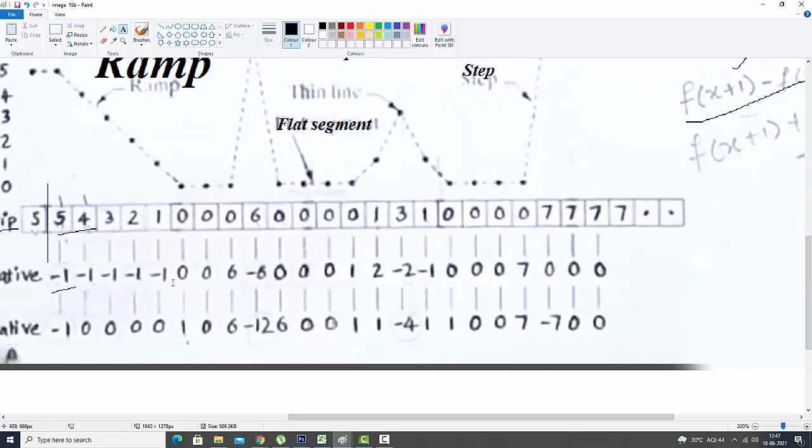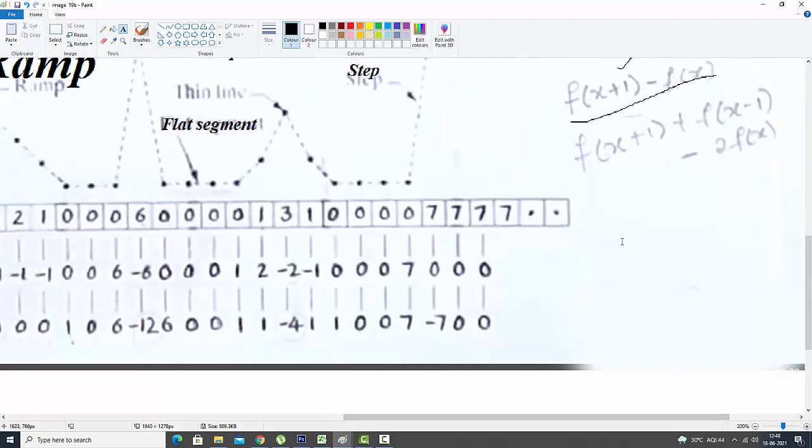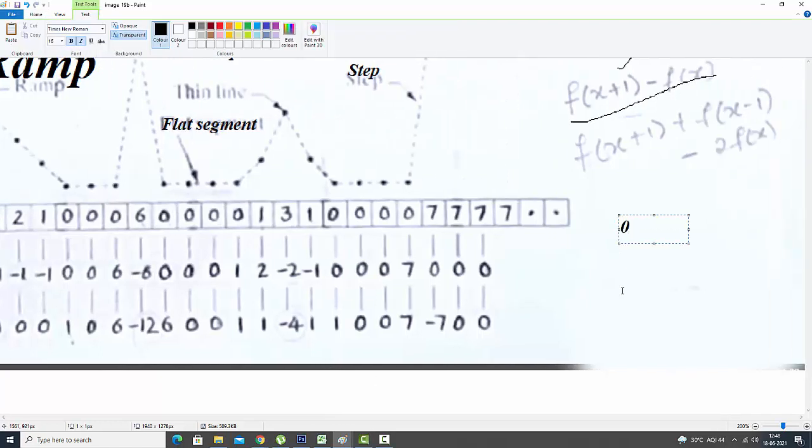So f(x+1), if this one is 6, f(x+1) is 0, and this one is also 0. So f(x+1) and f(x-1) both are 0 and 0, 0 plus 0, and minus of 2 into 6 equals 12. We are getting 2 into 6 multiplied, let me write like this, equals to minus of 12. Okay, so for that reason we are getting this one.